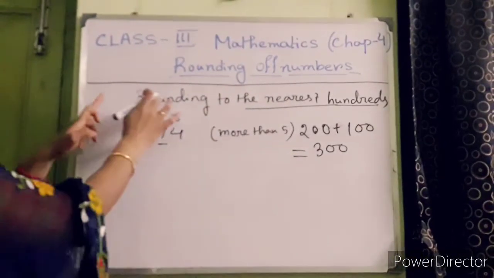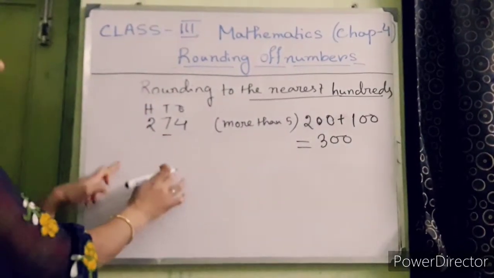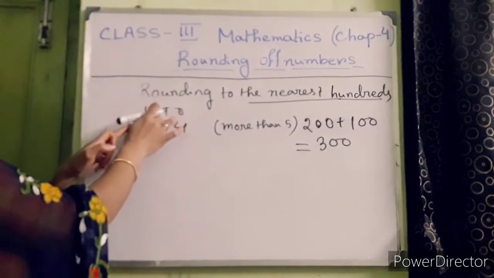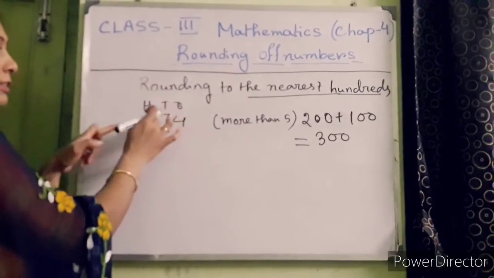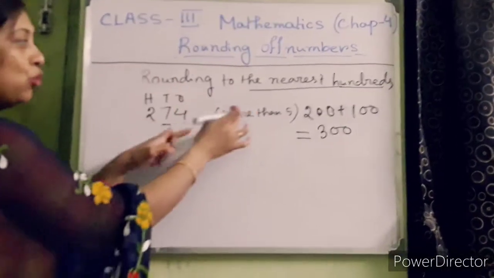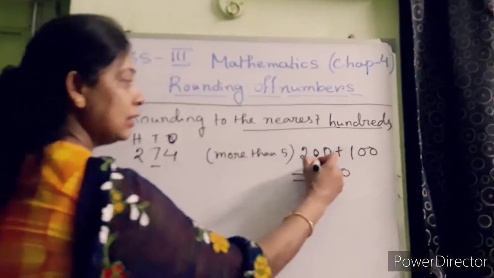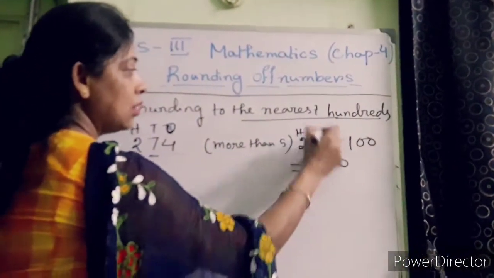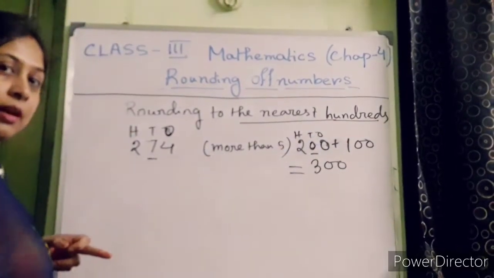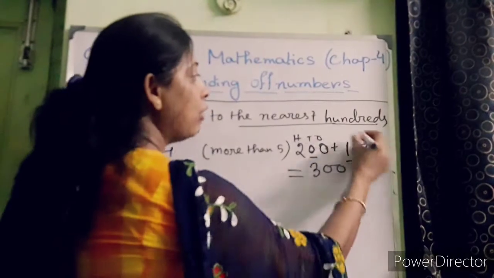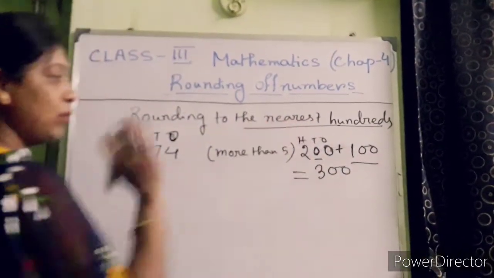Clear? For rounding to the nearest 100, you have to observe which digit is present in the tens place. Here 7 is present in the tens place, and 7 is more than 5. So first you put 0 in the tens and one place. After that you will add 100, because it is written rounding to the nearest 100. So the answer will be 300.